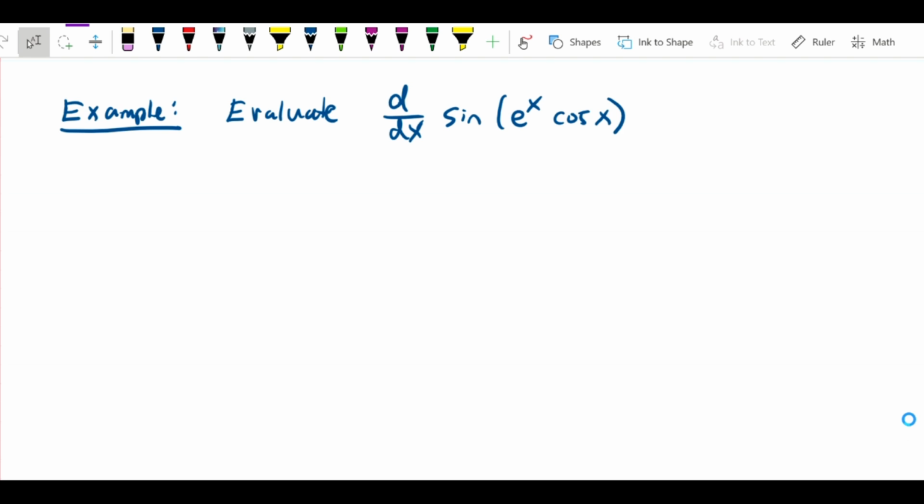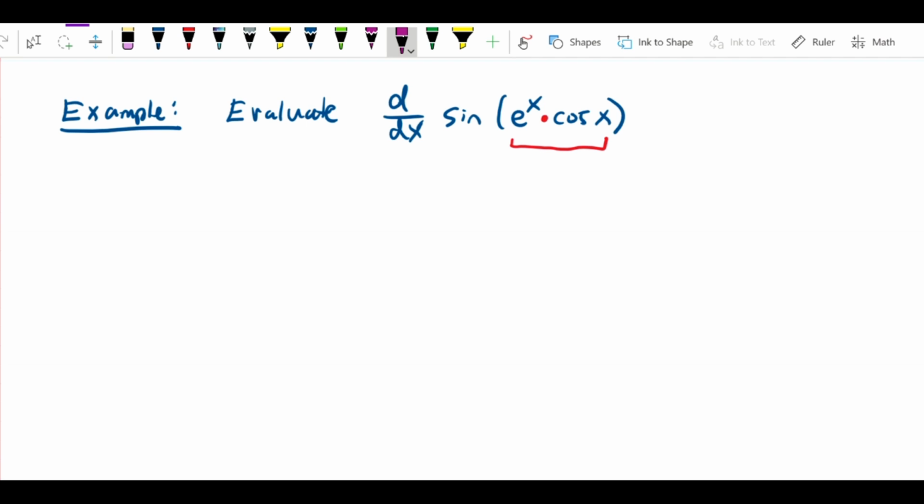So here we have the problem to evaluate the derivative of sine of e to the x times cosine x. The point of this problem is that sometimes you have to combine rules. What we have here is clearly a composite function. In other words, we have an inner function, but the inner function itself is a product of two other functions. So let us evaluate this.